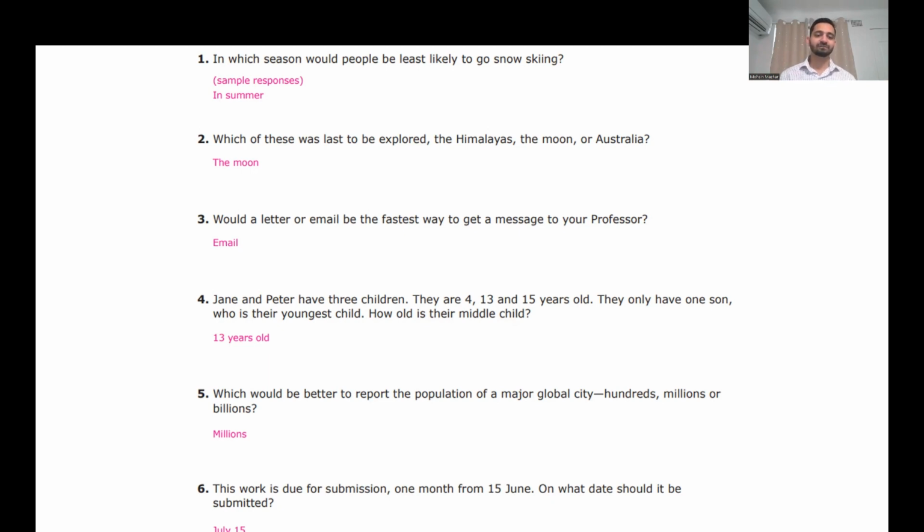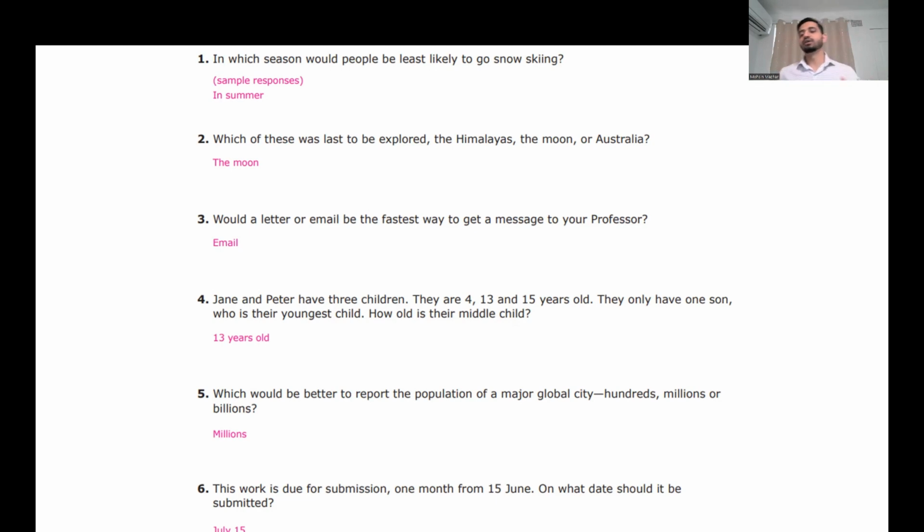So Jane and Peter have 3 children. They are 4, 13, and 15. We talked about 3 options and 3 children. How old is the middle child? Middle child is 13 years old. That's the question. So easy one to recognize.